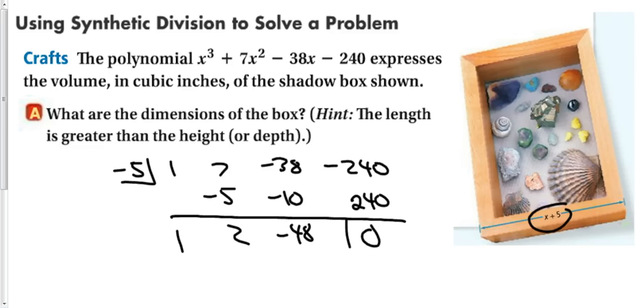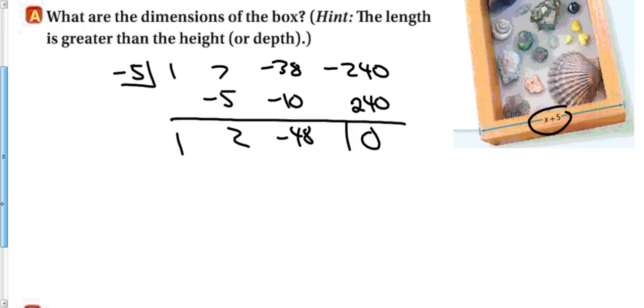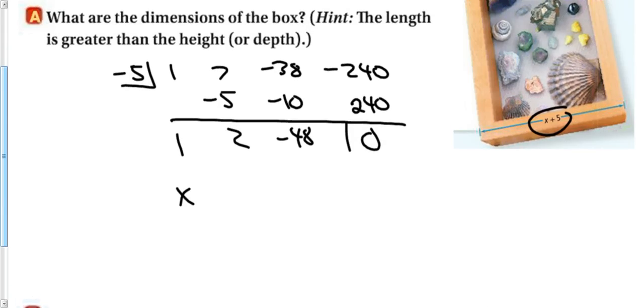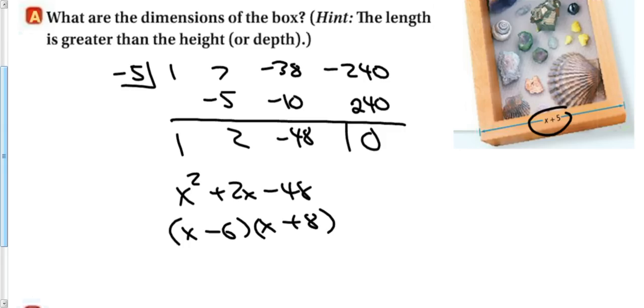The point of this was now I have this simplified where I have x squared plus 2x minus 48. And if I wanted to, I could factor that into x minus 6, x plus 8, which means that together with this factor, that's the length, the width, and the height. In the hint, it says the length is greater than the height or depth. Well, the biggest one of those, no matter what x is, is going to be x plus 8.